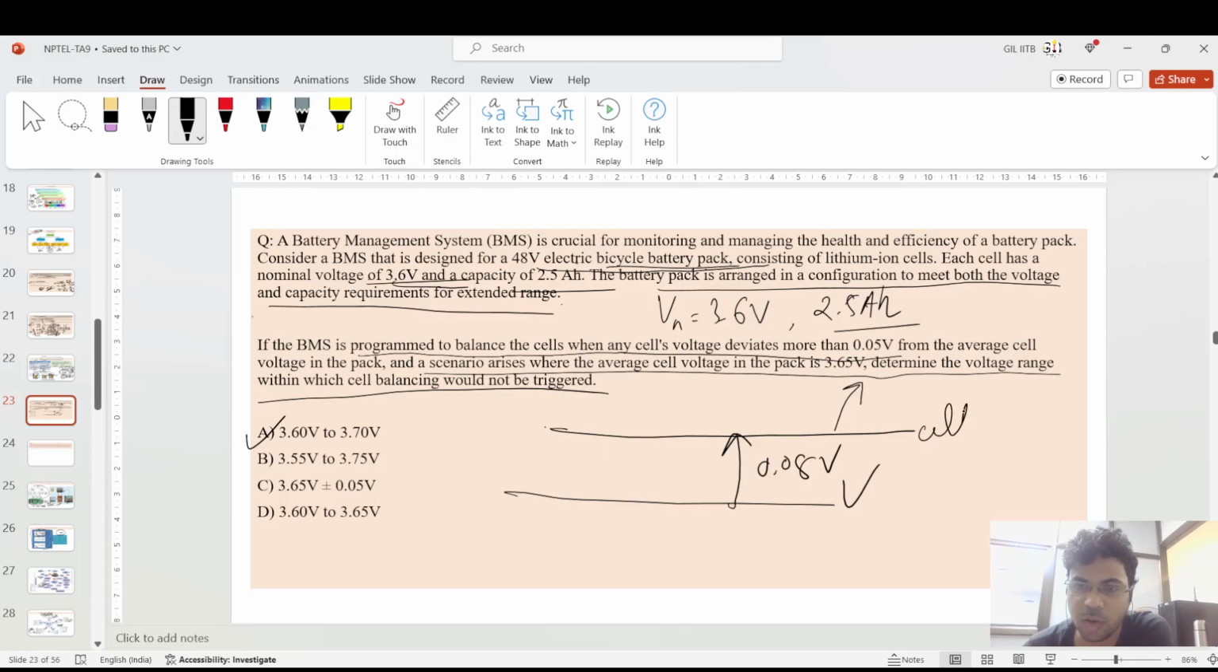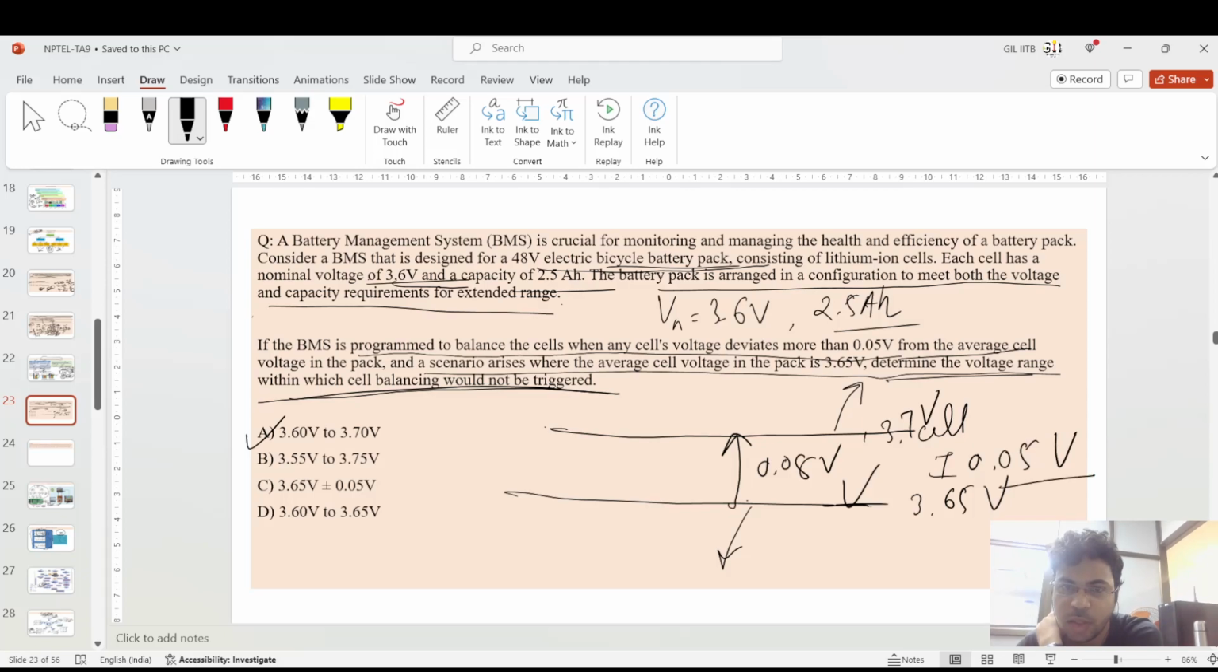If it goes more than 0.05 volt, then this BMS is programmed and the cell balancing operates from the average cell voltage. So it says that the average voltage in the current scenario is 3.65 volt, and we need to determine the voltage range within which the cell balancing would not be triggered. Okay, so in which section will it not trigger? It will not trigger when it is between this average value and the 0.05 deviation. It means from 3.65 volt to 3.7 volt.